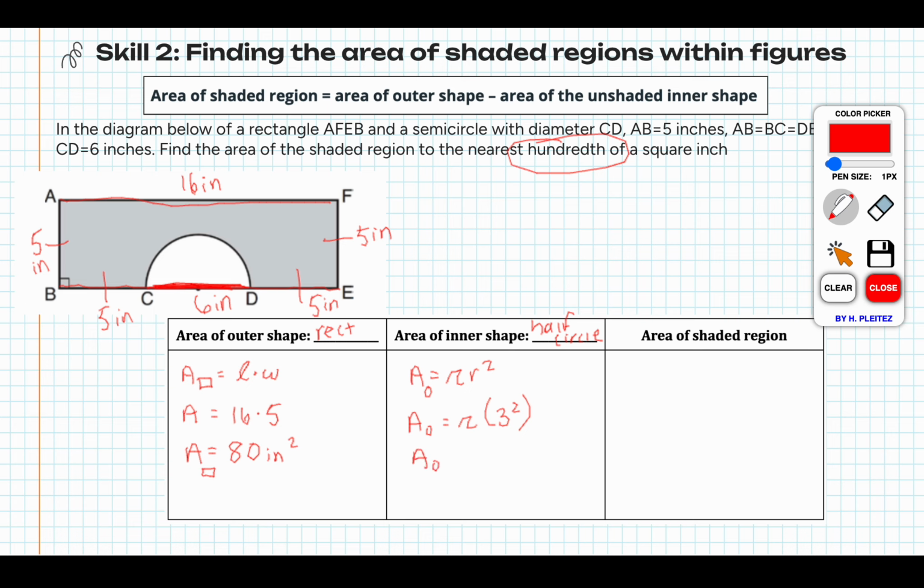So the area of our entire circle would be 9 pi, but we don't have an entire circle, we have a half circle, so we need to divide this by 2. And when we do that, the area of our semicircle is going to be 4.5 pi inches squared.